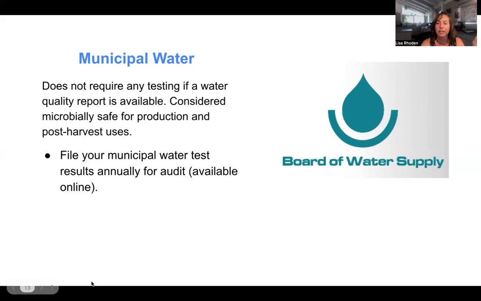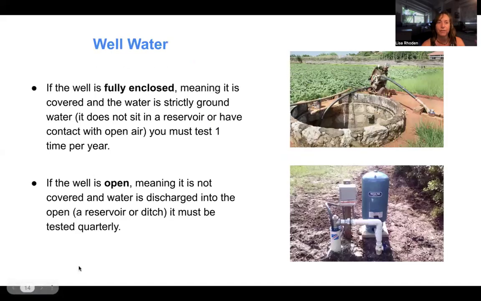Microbially safe water is water that doesn't have any detectable E. coli. So that's what we're looking for here. That's okay to use for production and post-harvest. Typically, people are only using it for post-harvest because that would be prohibitively expensive generally to use it to irrigate with. But it does depend on your situation and your operation.